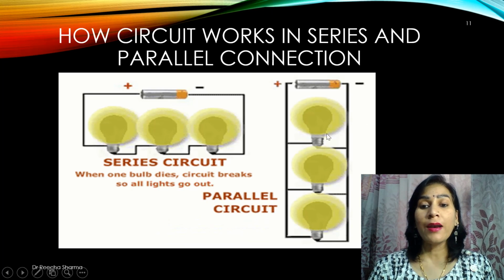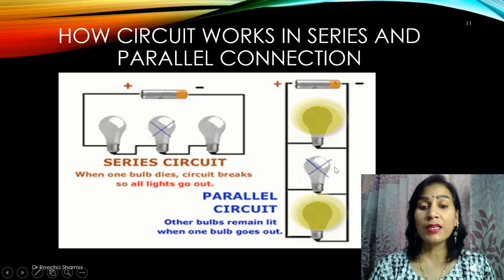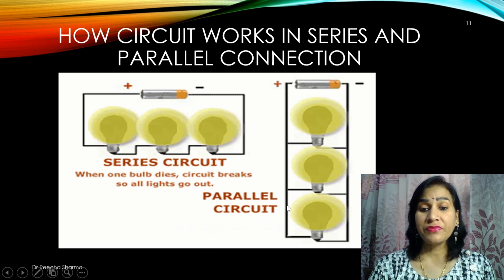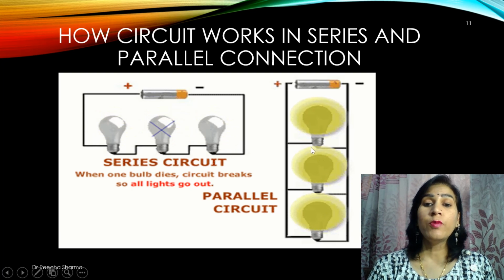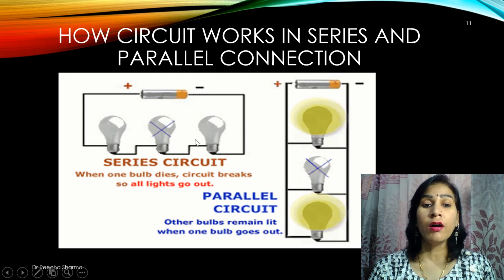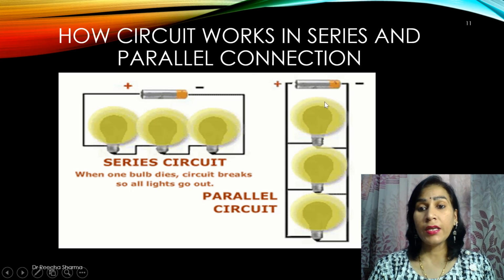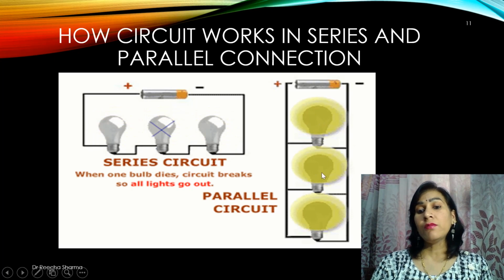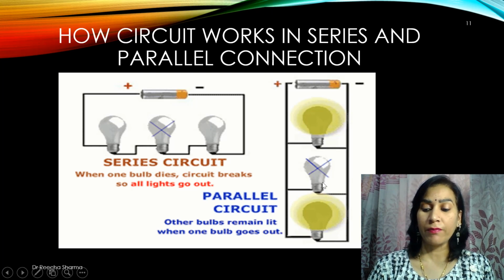But in the case of parallel, at first all are working, so all are glowing. But if one is disconnected, then the other bulbs will remain lit, and this bulb will not affect the working of the other two bulbs. So this is the difference between the working of a series circuit and a parallel circuit. In series, if one is disconnected, the whole circuit will stop. But in the case of parallel, if any one is not glowing, the others keep working in the same way.